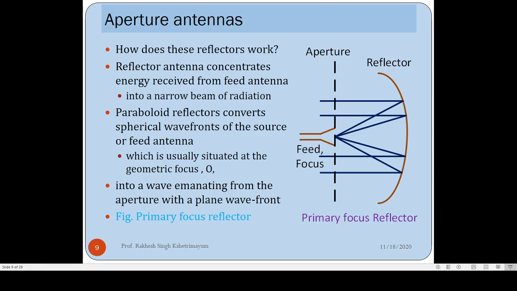You can have very high gain antennas by applying this kind of technique where you have a reflector here. And as you know, the basic motivation behind using a reflector is to improve the gain of the antenna. So this is how the primary focus reflector works. The idea of this parabolic reflector is that it converts the spherical wavefronts into a plane wavefront.